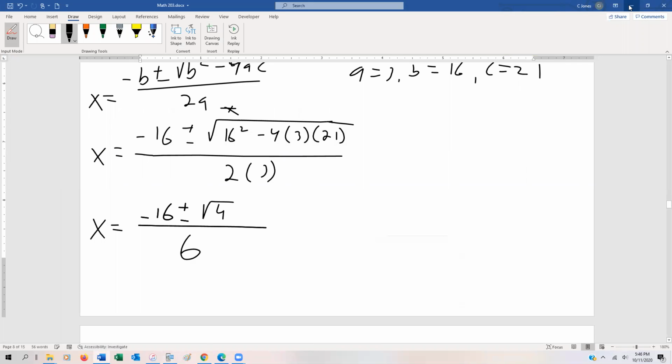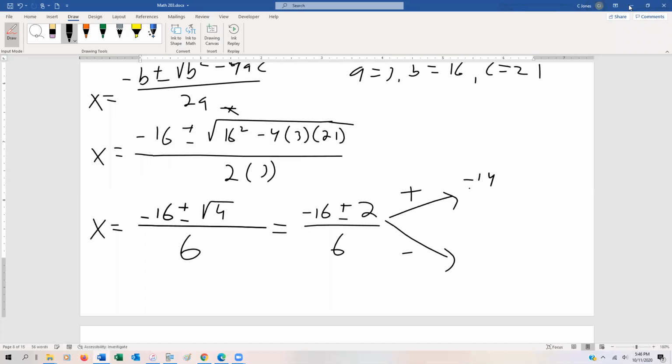All right, which we know is 2. So it's going to be -16 plus or minus 2 over 6. And now we're going to add and we are going to subtract. All right, so now we know that negative 16 plus 2 is negative 14 over 6, or that's negative 7/3. That's one of our solutions. And then the other one, we're going to subtract, so that's negative 18 over 6, or negative 3.